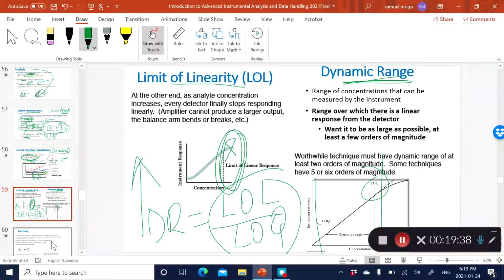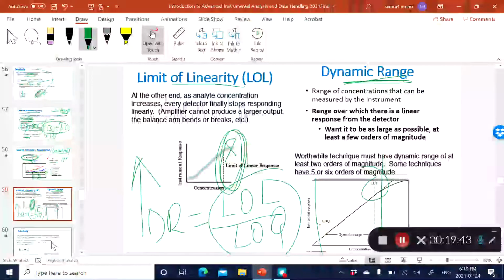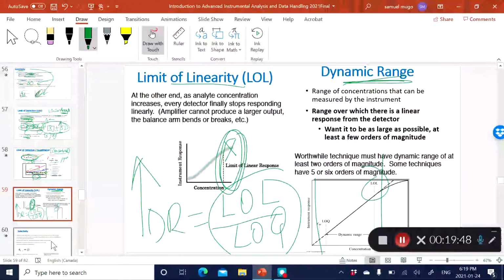It means that you've got a very wide range, which can give you a good linear response, and so you can determine the concentration of the unknown. Ideally, you want 5 to 6 orders of magnitude for dynamic range for a very robust, good instrument.